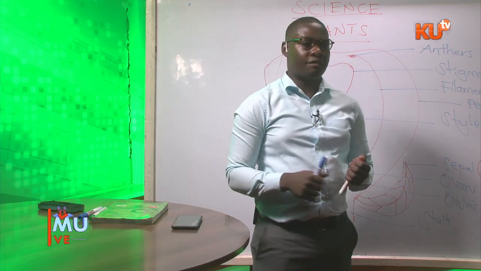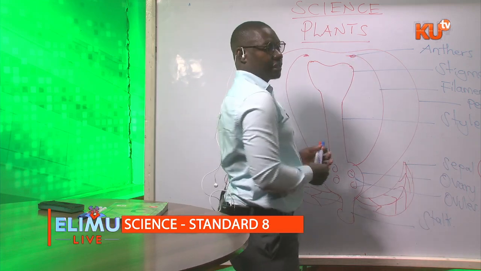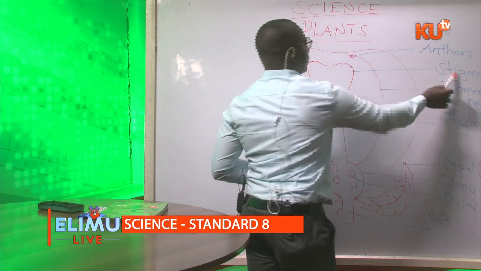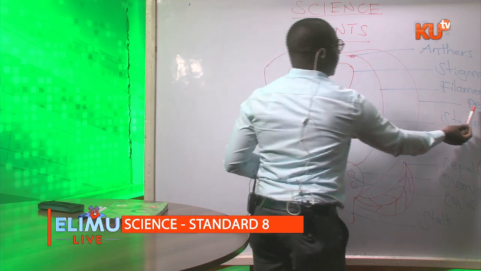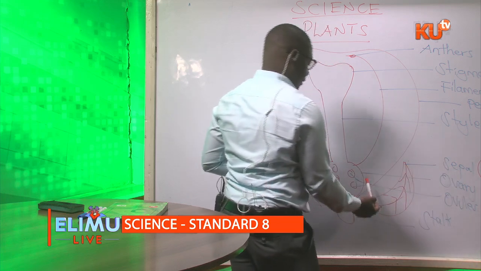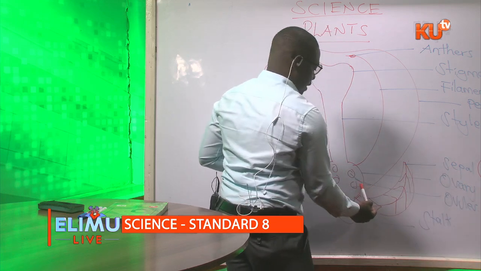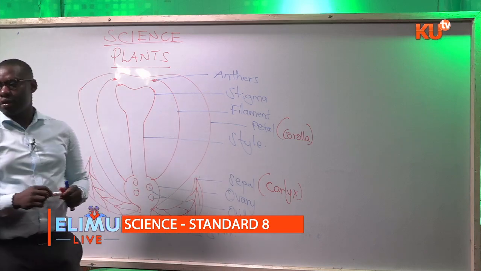If I may repeat, we have the anthers. These are the anthers. We have the stigma, which is right here. We have the filament. We have the petals. We have the style. We have the sepals. We have the ovary. We have the ovules. And finally, we have the stalk.